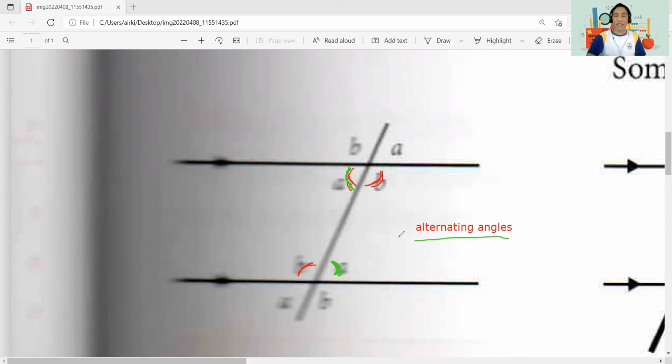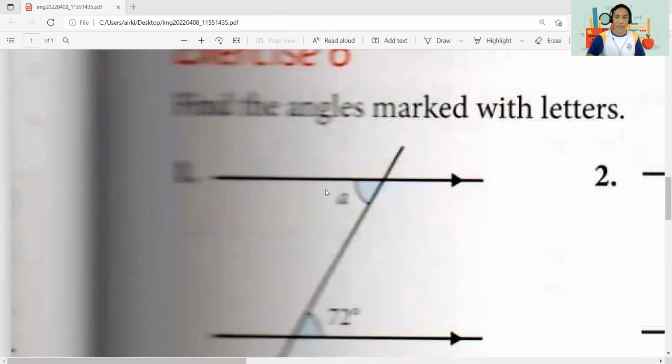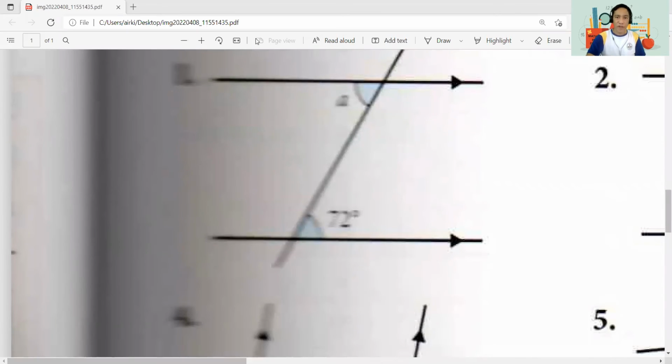All right, so from that idea, we can answer the exercises or the examples. Let's go directly to exercise number 6. If this is angle A and this angle is 72 degrees, what is the value of angle A? Angle A therefore is also 72 degrees because, as I explained earlier, they are alternating angles.